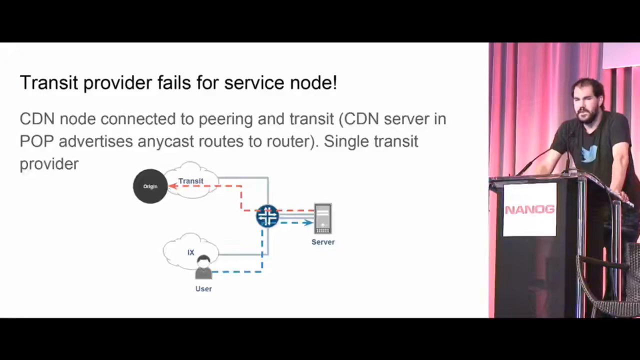So the first example is, let's say I'm a CDN provider and I have a single transit provider in, say, New Zealand, because not a lot of choice there, and I'm on an internet exchange. Now, my CDN node in my POP is advertising a bunch of BGP routes to my router, and then I'm advertising that onwards to an internet exchange. So if my transit provider fails, I'm still advertising these routes out to the internet exchange, and this user is coming to me to get this traffic, and I'm unable to do origin requests, which puts me in a position where effectively I'm going to black hole their requests.